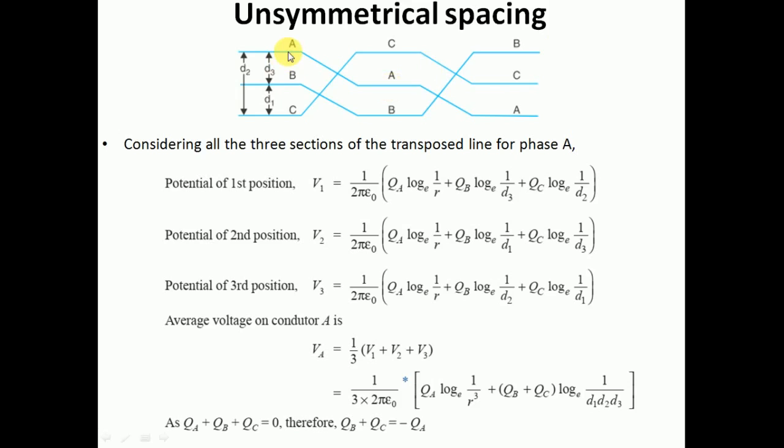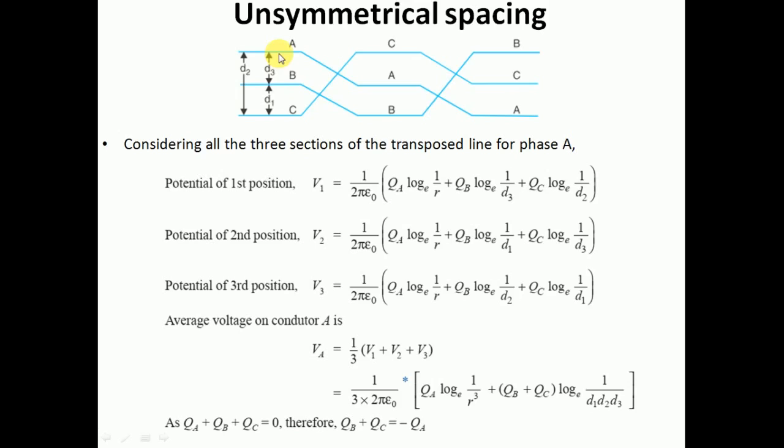As we are going to find the capacitance of conductor A, we have to first obtain the potential of this conductor A. In order to find the potential of this conductor A, we have to find the potential of this conductor at this position, then at this position, and then at this position. That is, we are determining here. Potential at first position is indicated as V1, and second position is indicated as V2, and third position is indicated as V3.